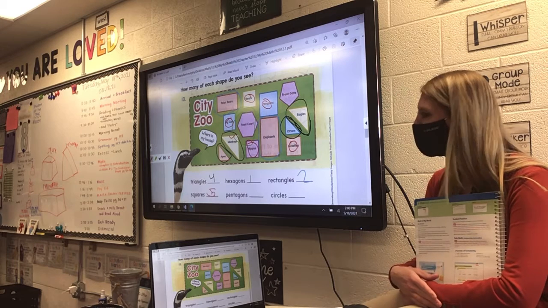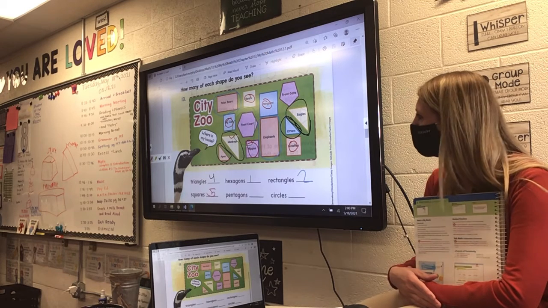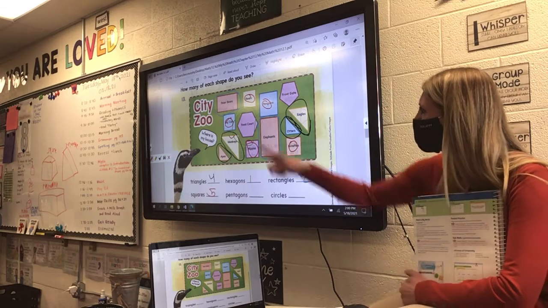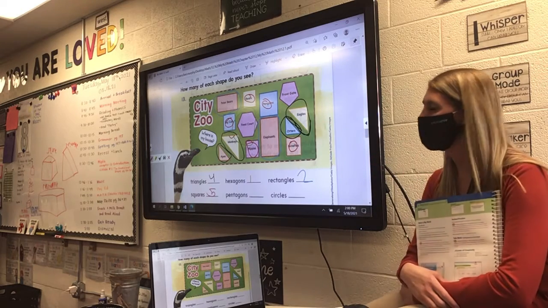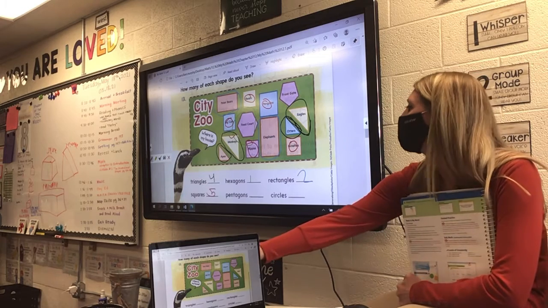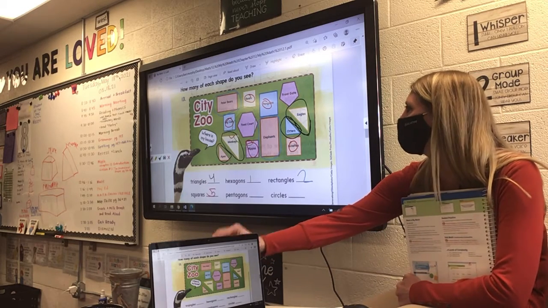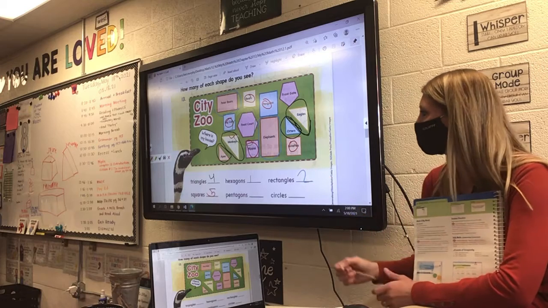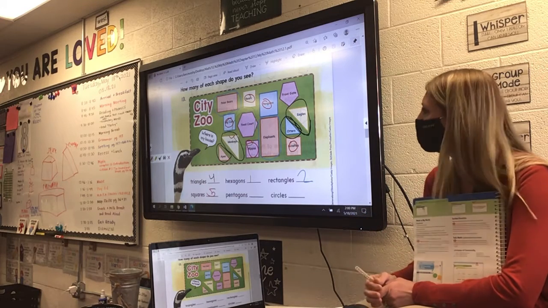I know where the penguin's home is. Do you know where the penguins are? Yep, the last one. Good job. Penguins are so fun. Okay, now the big ones are the hard ones. We have 2 left. We have the Pentagon and circle.